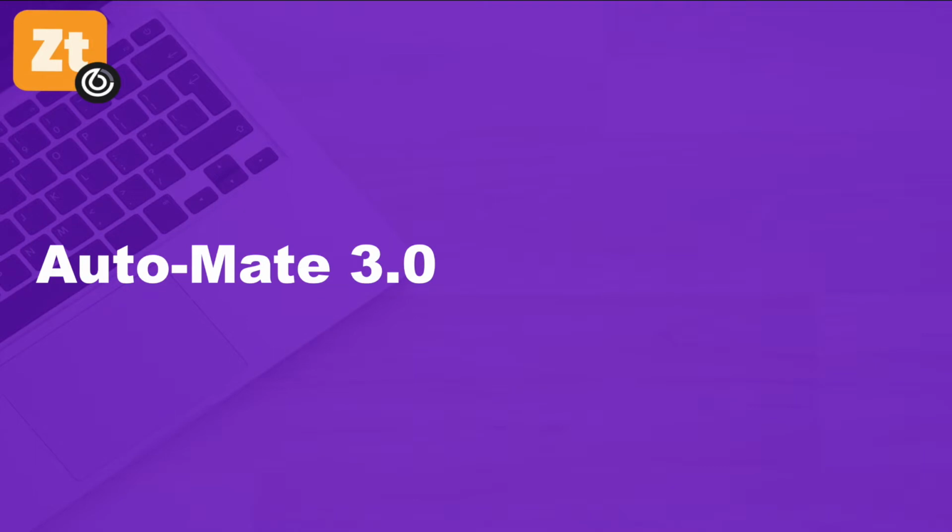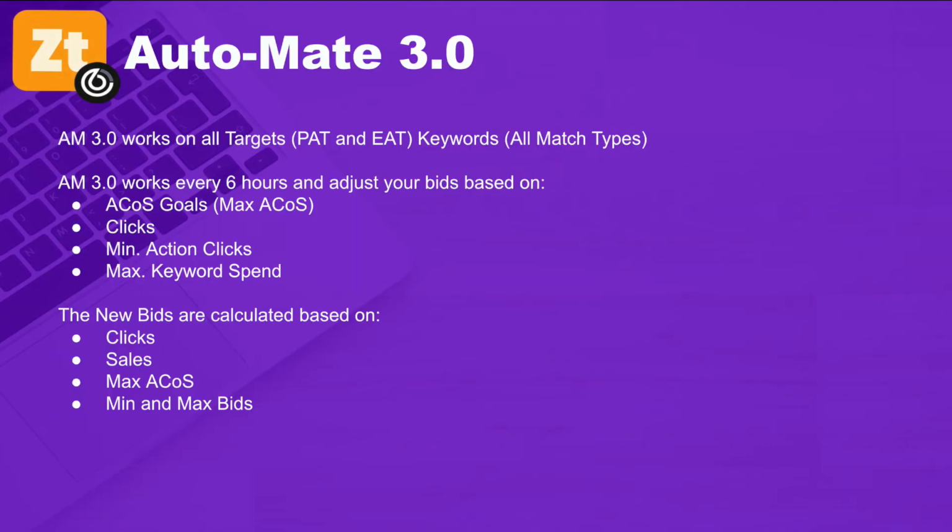Let's start with our feature that handles the bidding adjustment for our keywords or targets, which is Automate 3.0. Automate 3.0 works on all targets, PAT and EAT, and keywords of all matches. Every 6 hours, bids are adjusted based on your ACOS goals or your max ACOS, clicks, or your minimum action clicks and your maximum keyword spend. The new bids are calculated based on clicks, sales, maximum ACOS, minimum bid and your maximum bid.